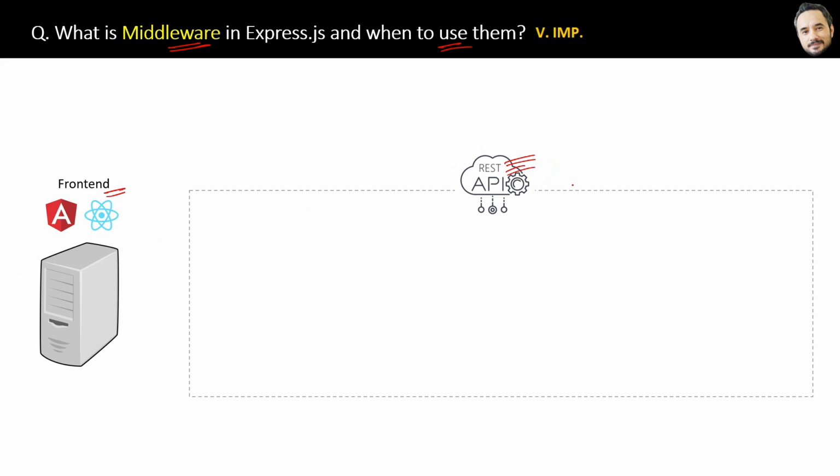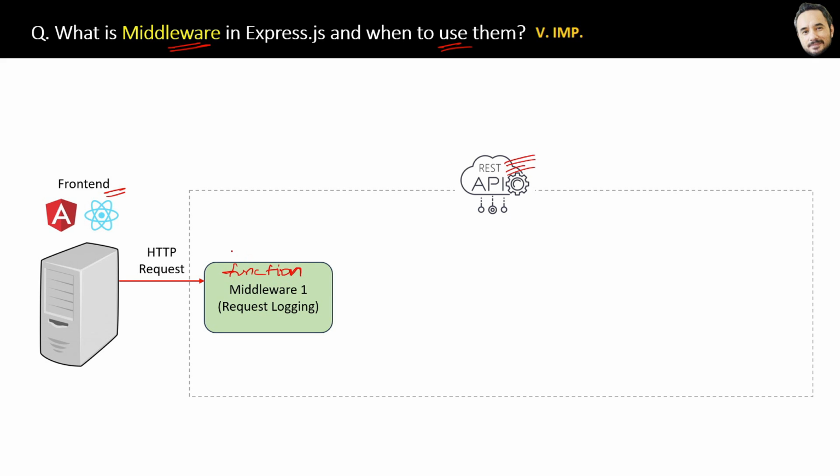Now the HTTP request will come from the front end and first inside the REST API the request will hit the middleware. Now remember one thing, middleware is nothing special but it's a function only. Now you may ask, when middlewares are functions, then why are we not just calling them functions? Why are we using this middleware word for them?